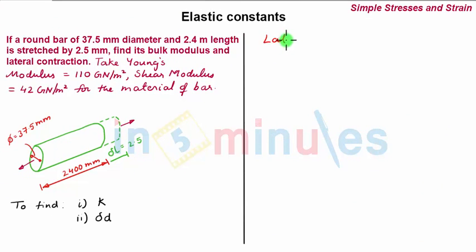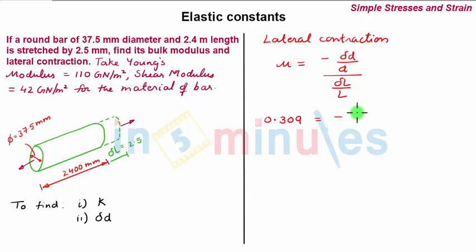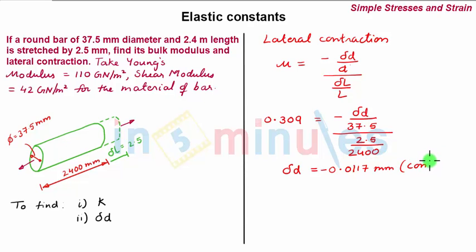Now let's find the lateral contraction. We know for a circular bar, the Poisson's ratio mu is given as minus of delta D by D upon delta L by L. Upon substituting the values, we get 0.309 is equal to minus of delta D, which is the lateral contraction we have to find, upon diameter D which is 37.5 mm, upon delta L which is 2.5, upon the original length which is 2400. From this we get the value of delta D as minus 0.0117 mm. The negative sign indicates that the diameter has reduced or contracted. So with this, our problem is solved. Thanks for watching In 5 Minutes.